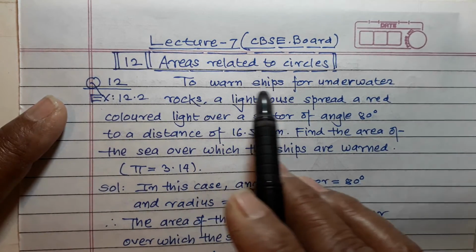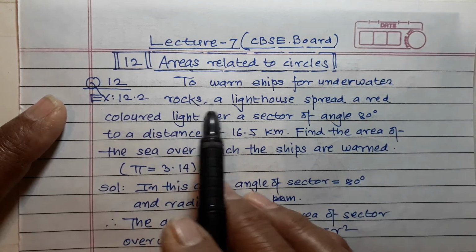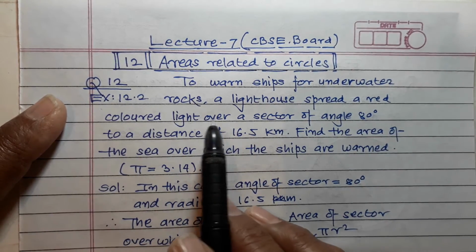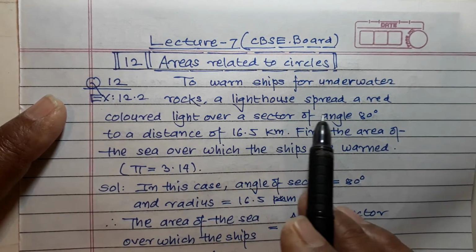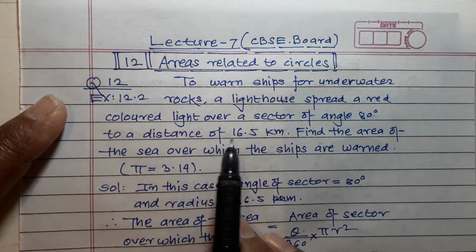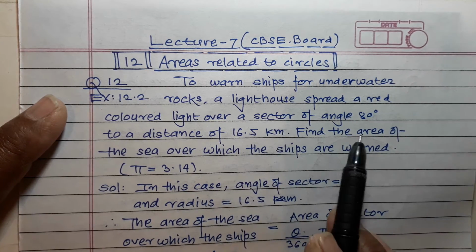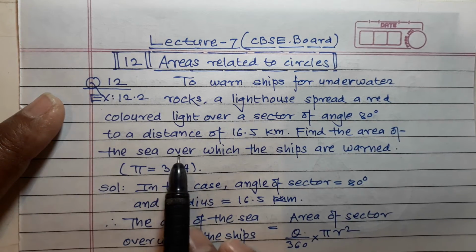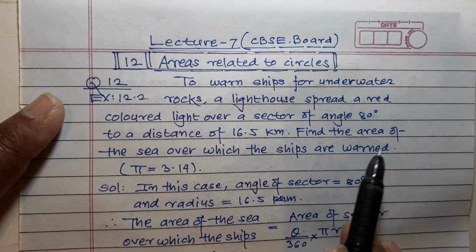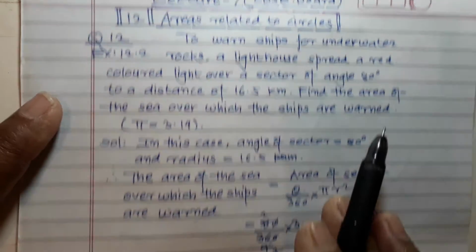To warn ships of underwater rocks, a lighthouse spreads a red colored light over a sector of angle 80 degrees to a distance of 16.5 kilometers. Find the area of the sea over which the ships are warned. Pi is equal to 3.14.